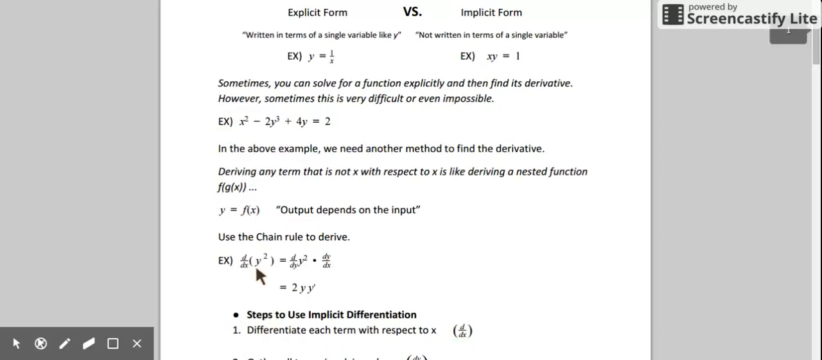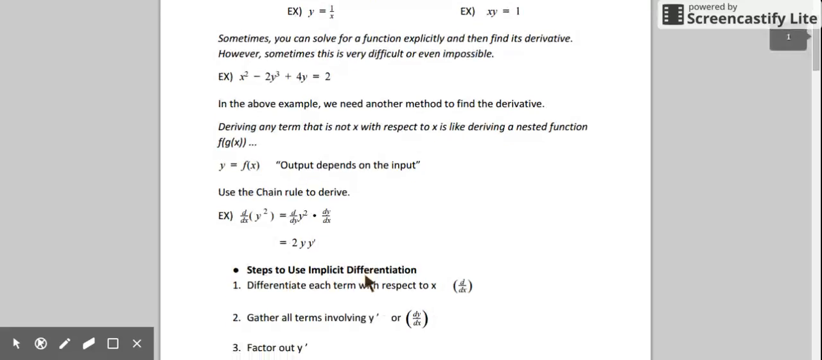So if we think about deriving y using a chain rule, we could follow the following steps. If I derive y with respect to x, that's the same as deriving y with respect to y times the derivative of y with respect to x. So if I derive y squared with respect to y, that's just 2y. And if I times that by the derivative of y with respect to x, well, dy dx is the same as y prime. So I'm just changing the symbol even though they represent the same thing.